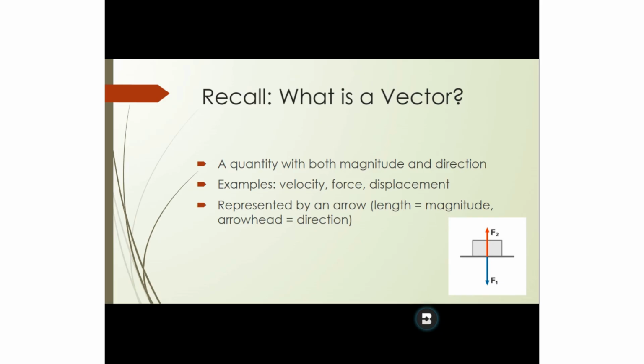A vector quantity is one with both magnitude and direction. Examples: velocity, force, displacement, acceleration due to gravity. Vectors are usually represented using arrows. The length of the arrow determines the magnitude, and the arrowhead shows the direction of the vector.